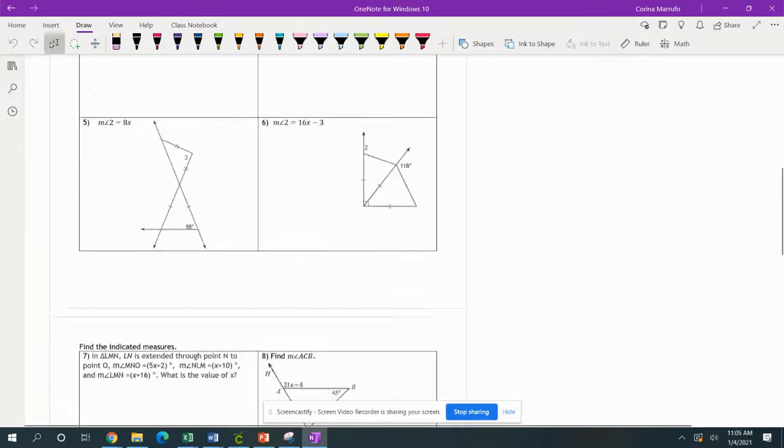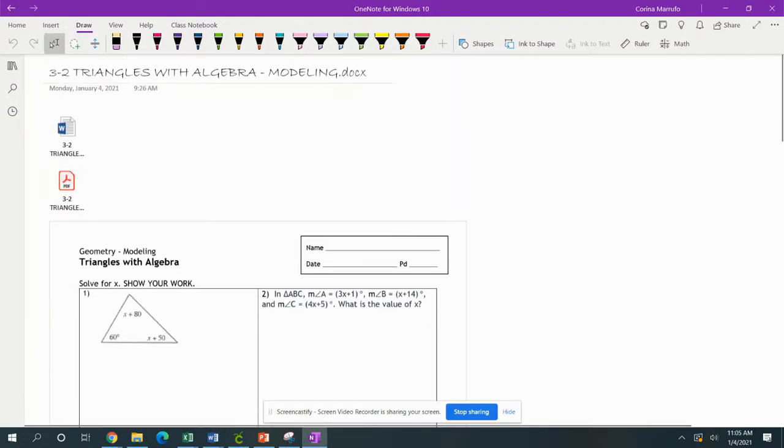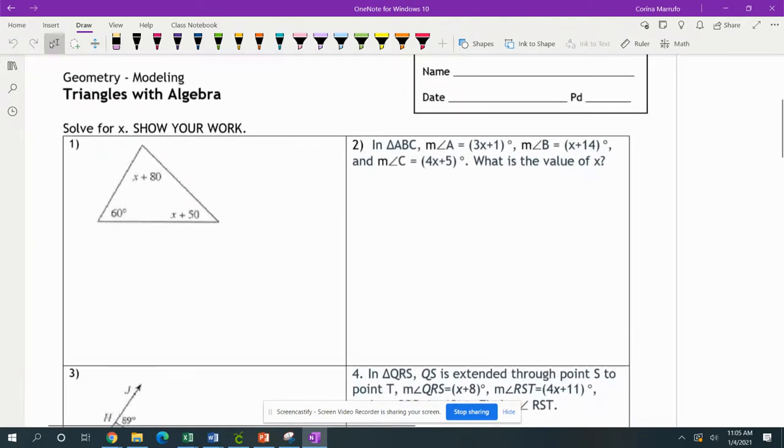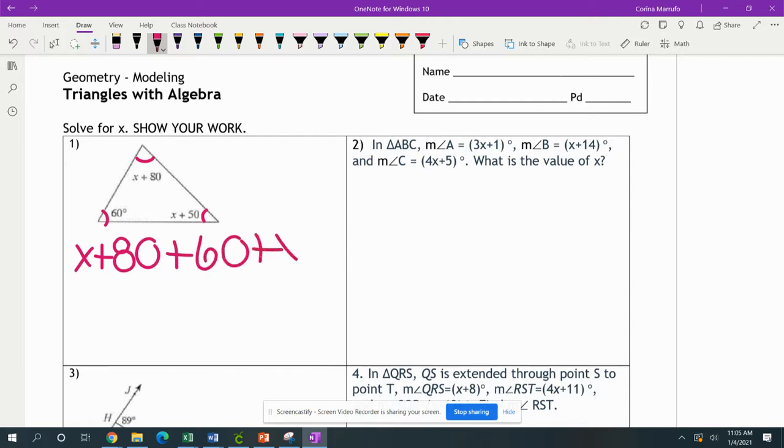So we are still working with triangles today using the same rules that we did in the previous lesson, but now we're going to add some algebra to it. Looking at the first one, they give us the three interior angles of the triangle, and we know that the three interior angles of a triangle need to add up to 180. So we have x plus 80 plus 60 plus x plus 50 should equal 180.